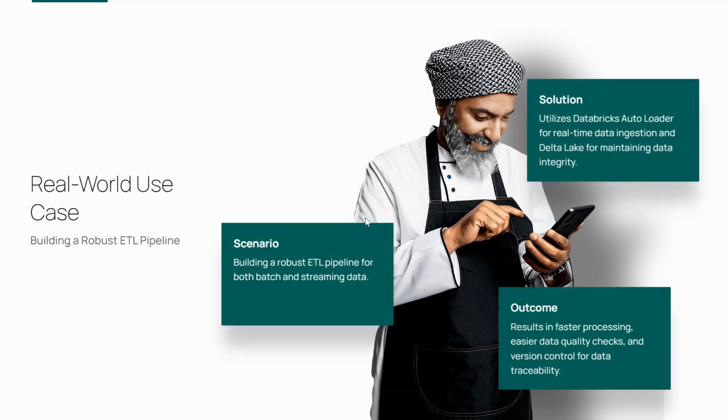When it comes to a real-world use case example, you can think of building a robust ETL pipeline for both batch and stream processing for a chef or restaurant. For this problem with Databricks, you can use autoloader for real-time data ingestion and Delta Lake for maintaining data integrity. This approach results in more efficient data processing, data quality checks, and reliable version control for traceability.